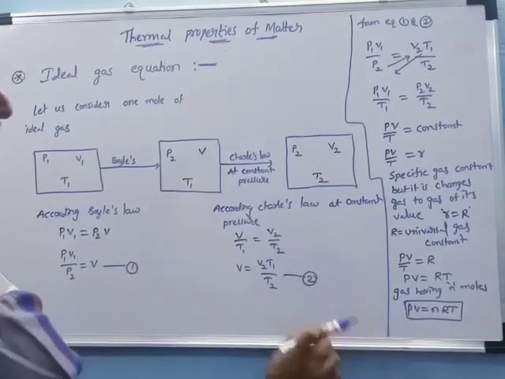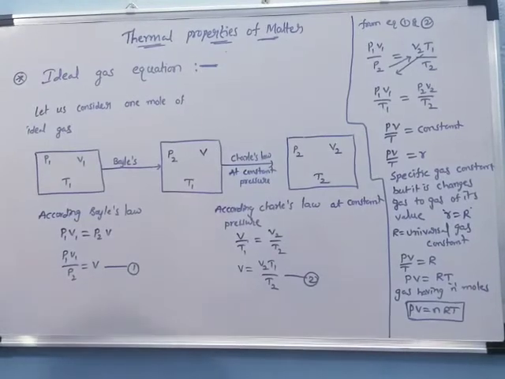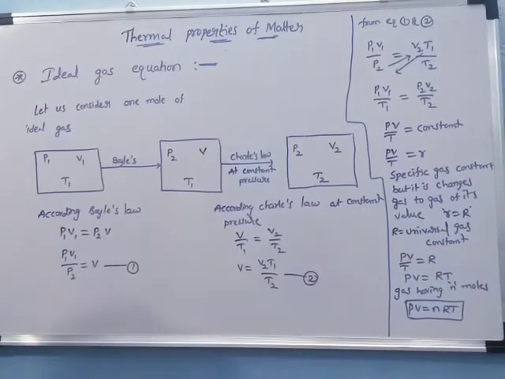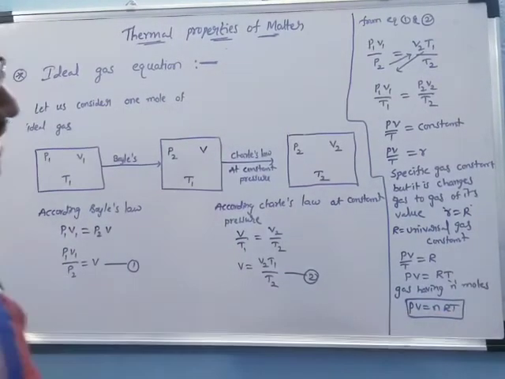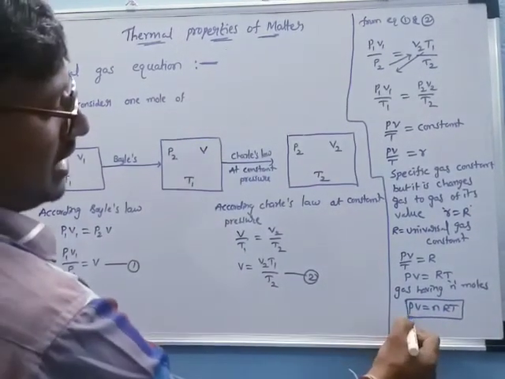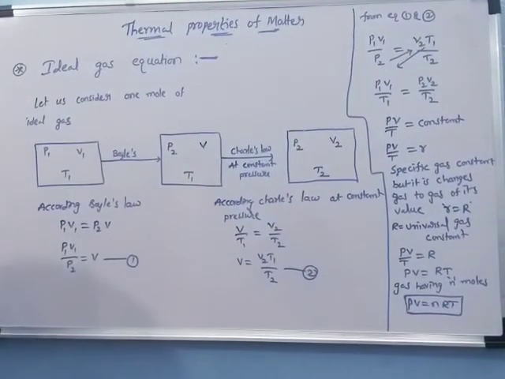P is pressure, V is volume, n is the number of moles, R is the universal gas constant, which is a constant value of 8.3, and T is the temperature. This equation is called the ideal gas equation.